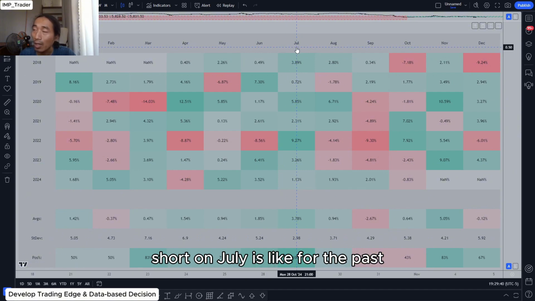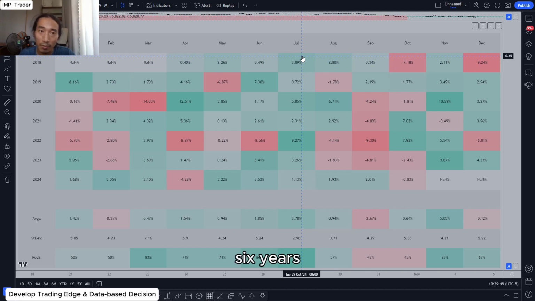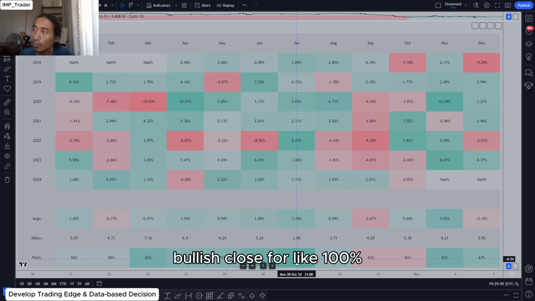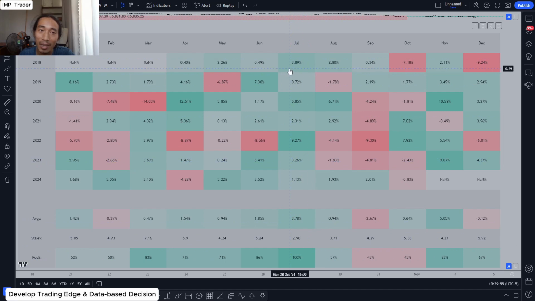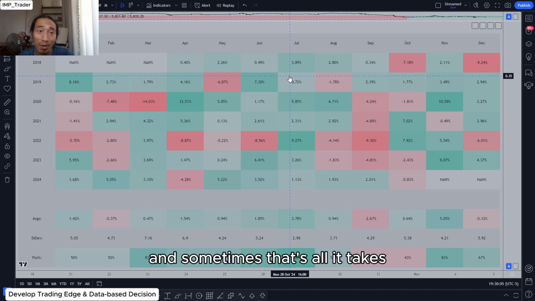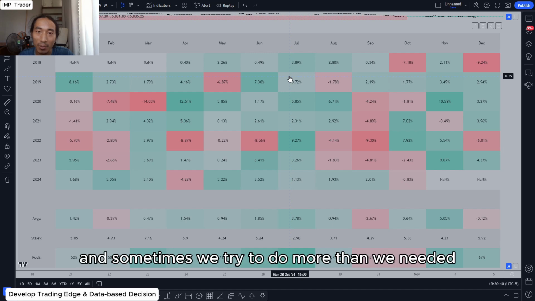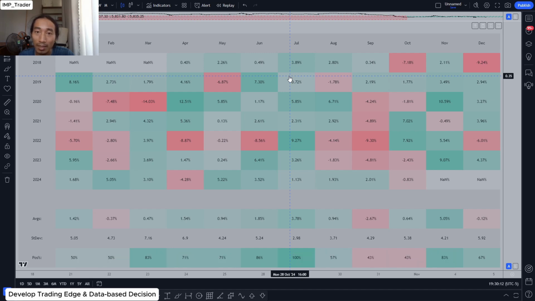short in July. It's like for the past 6 years, July has been a bullish close 100% of the time. So basically, if you just buy the open of the monthly candle and close at the close, you're profitable. And sometimes that's all it takes. Sometimes we complicate the edge, and sometimes we try to do more than we need. And sometimes less is more, obviously.